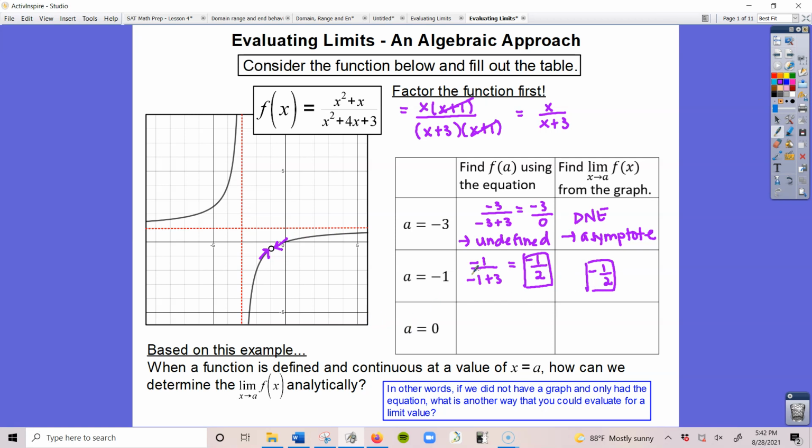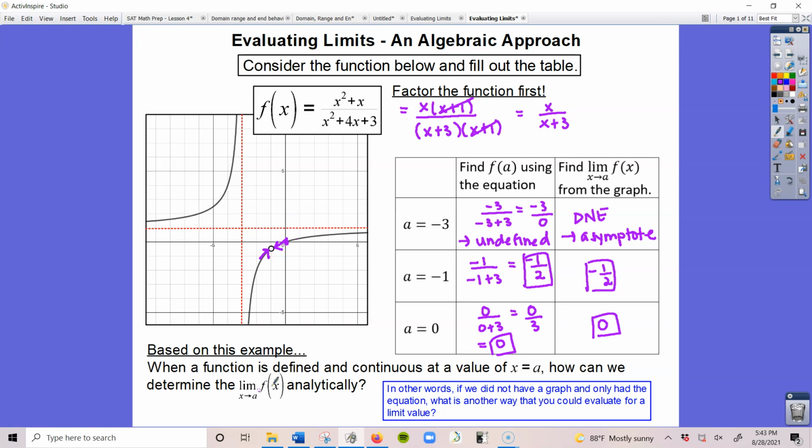Now let's go to 0. If I plug in 0, I get 0 over 0 plus 3, which leaves me with 0 over 3. And 0 divided by anything is just equal to 0. Now if I try to find that limit from the graph, if I look at x is equal to 0, the left side and the right side are both approaching the number 0.